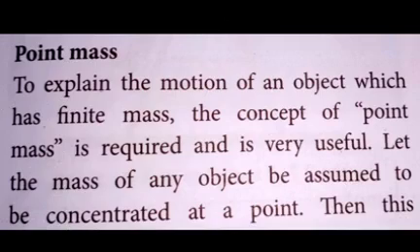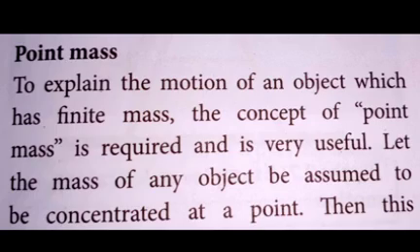Another important 2-mark question: define point mass. Point mass is nothing but the representation of the object as a dot, in point size, that is considered as a point mass. To explain the motion of an object with finite mass, the concept of point mass is required and it is very useful. The mass of any object is assumed to be concentrated at a point. So we just consider the whole mass as a single point mass.